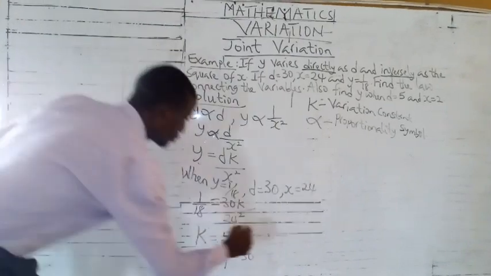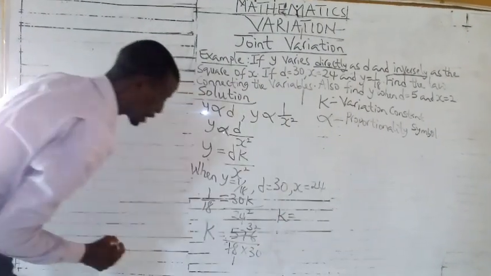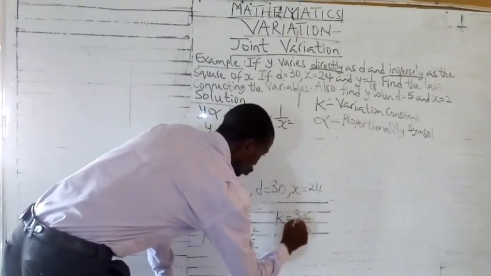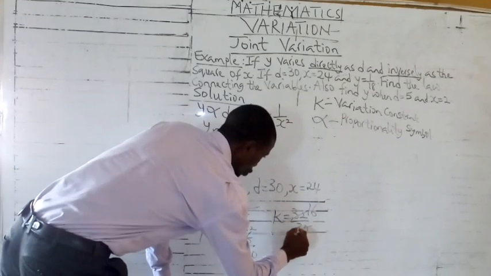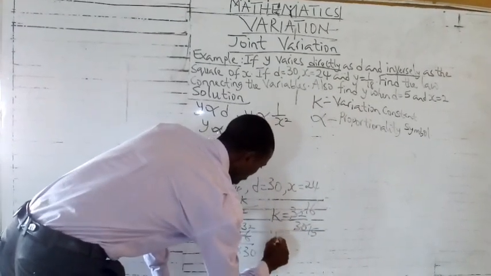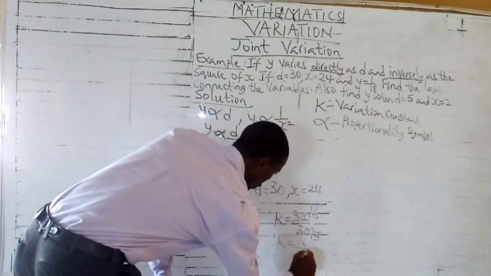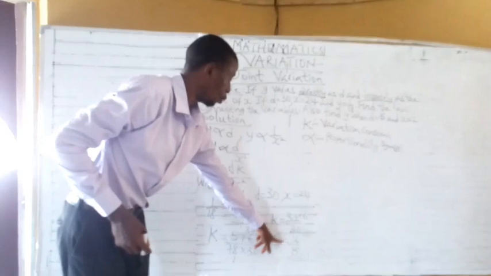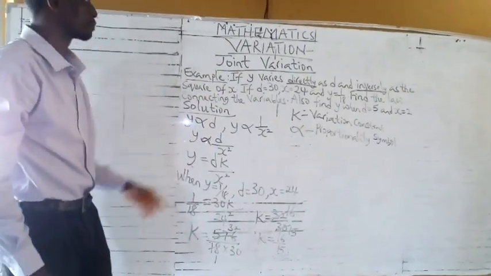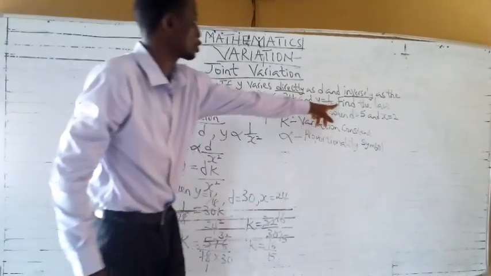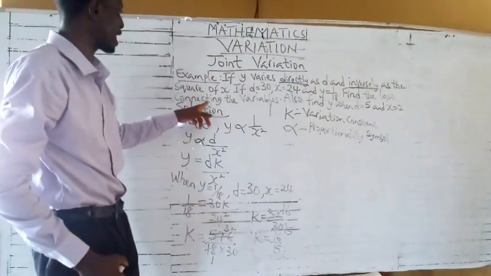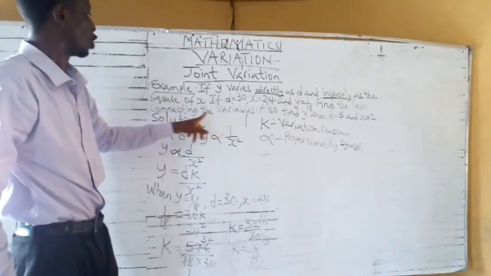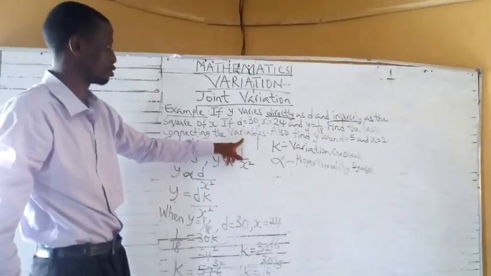Now, our k, which is our variation constant, is now going to be 32 over 30. 2 in 32 is 16, 2 in 30 is 15. Our k is 16 over 15. We have been able to get our k, which is 16 over 15. And if you look at the question, we should find the law connecting the variables.